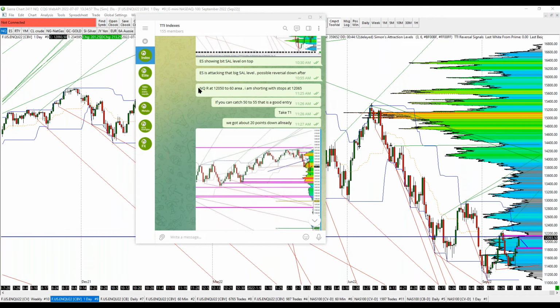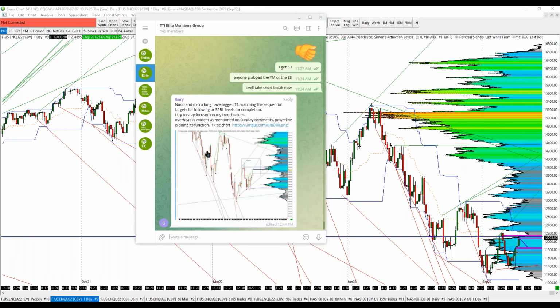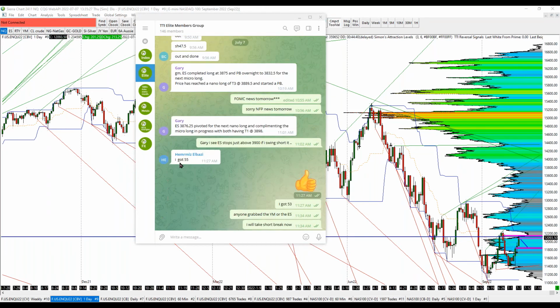Okay, I said today at 11:25 a.m. to my members, Nasdaq resistance at 12050 to 60. So there was a resistance between 50 and 60, 10 points. I'm shorting with stops at 12065. You see, I gave my members a stop loss. If you can catch 50 to 55, that is a good entry. Let's go back. You see this guy here? He said he got 55. I got 53, so he was better than me.